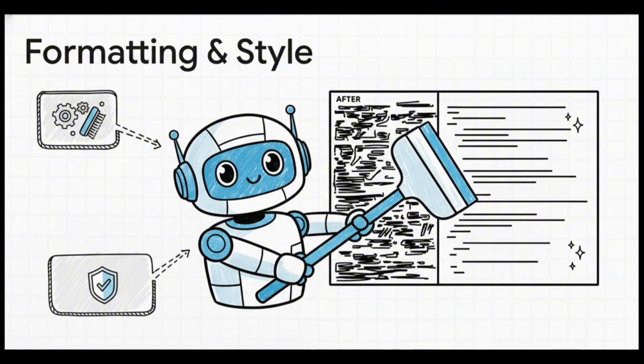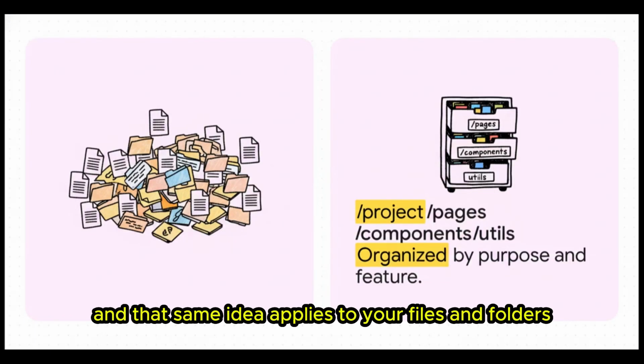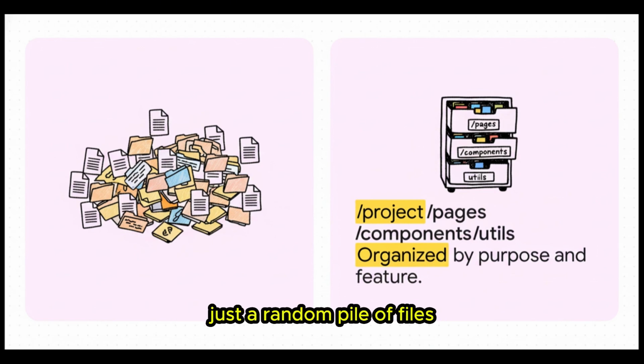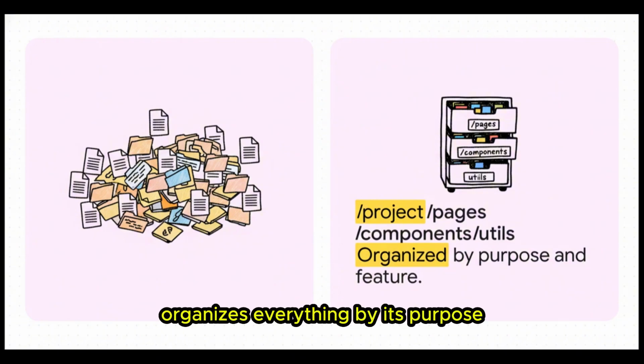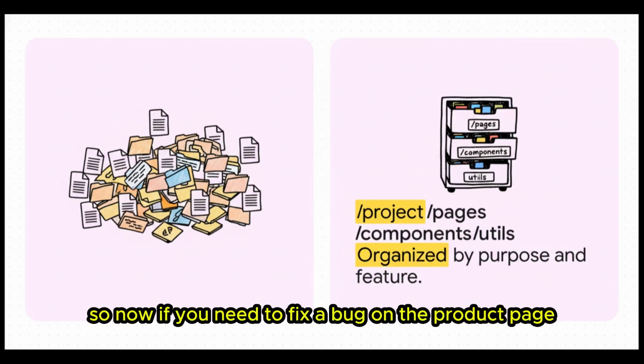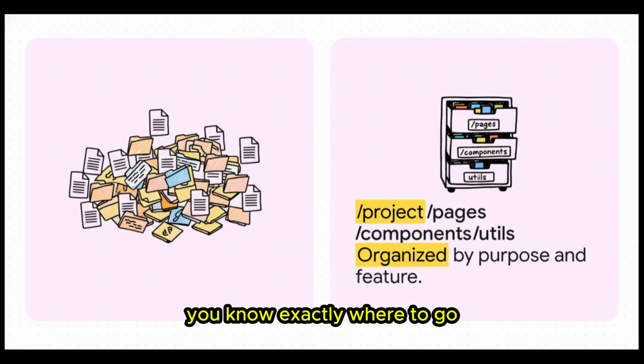It's a no-brainer. And that same idea applies to your files and folders too. The before structure on the left, it's basically a junk drawer, just a random pile of files. It's a total pain to find anything. But the after structure organizes everything by its purpose. You've got pages, components, utilities. So now, if you need to fix a bug on the products page, you know exactly where to go.